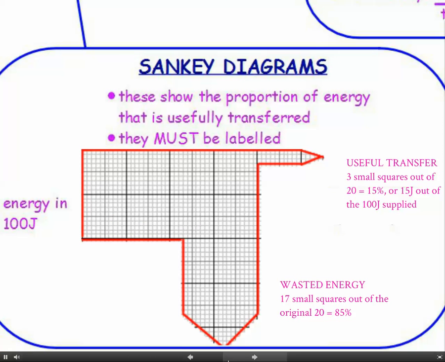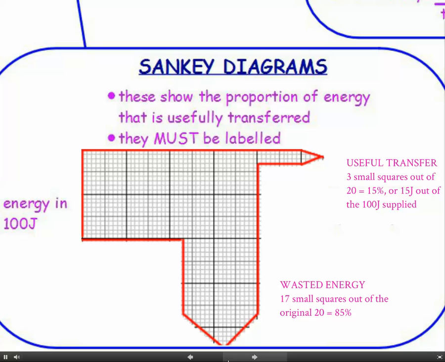Sankey diagrams show the proportion of energy that's usefully transferred, and the key to these is they must be labelled. So you'll see on the left of that big arrow there you have to write the total amount of energy or power that goes into the device. So in this case we're talking about a light bulb here. Say 100 joules of energy goes in.